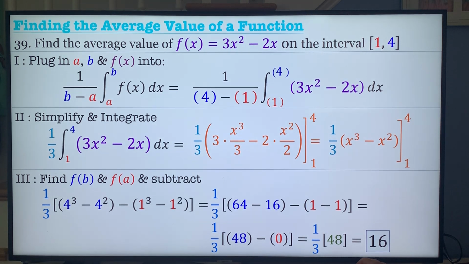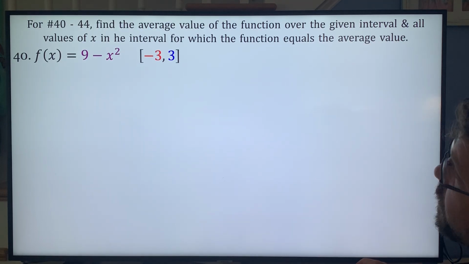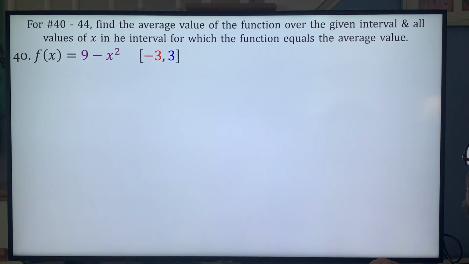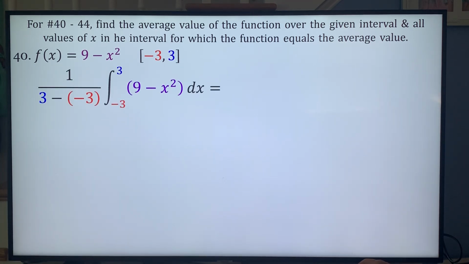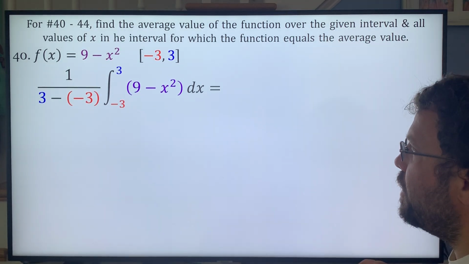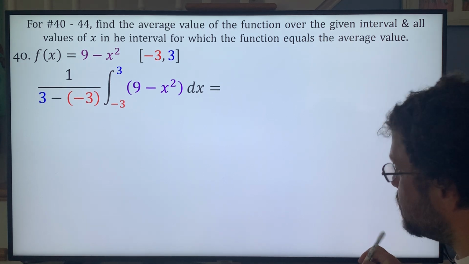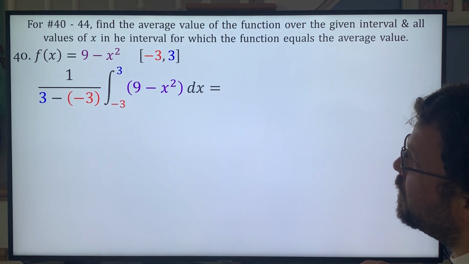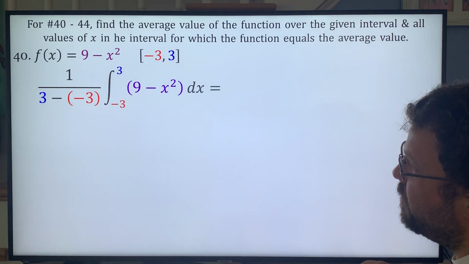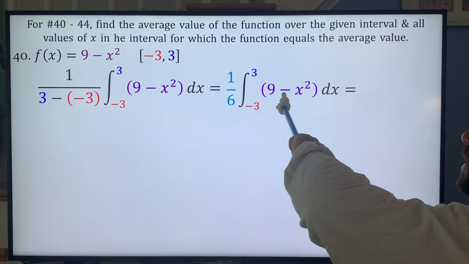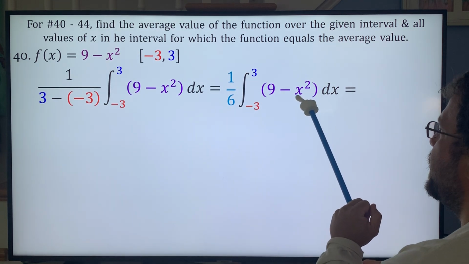Why don't we try a couple of these on your own? For problems 40 to 44, find the average value of the function over the interval, and then find all the values of x in the interval at which the function equals the average value. Step 1: 1 over (b minus a), the integral from a to b of the function, equals 1/6 times the integral from negative 3 to 3 of 9 minus x squared dx. You're going to integrate right here.